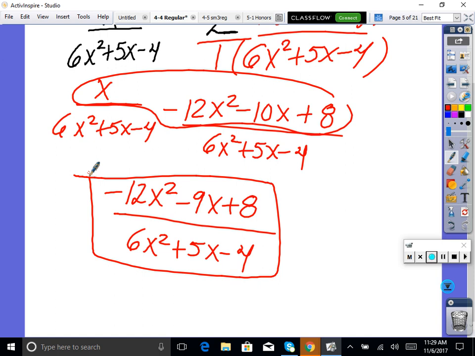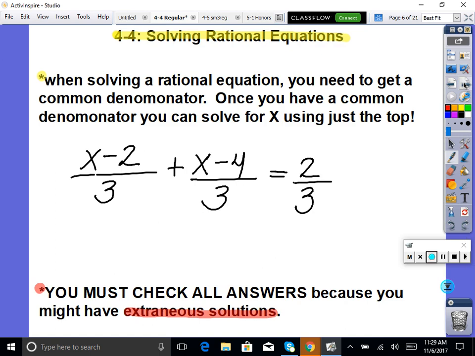Anyone confused? We went through that one kind of fast. Okay, let's get to today's lesson, 4-4. So what we're doing today is we're solving rational equations. I need to point something out.